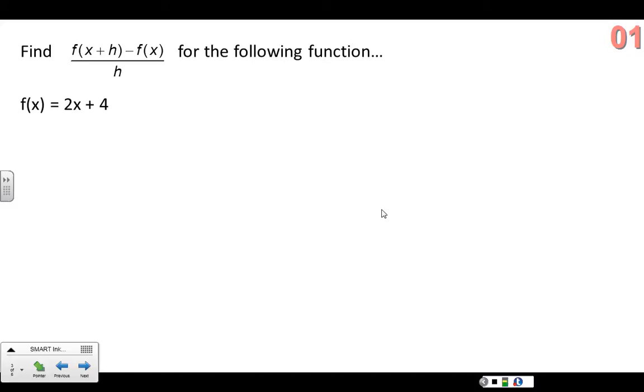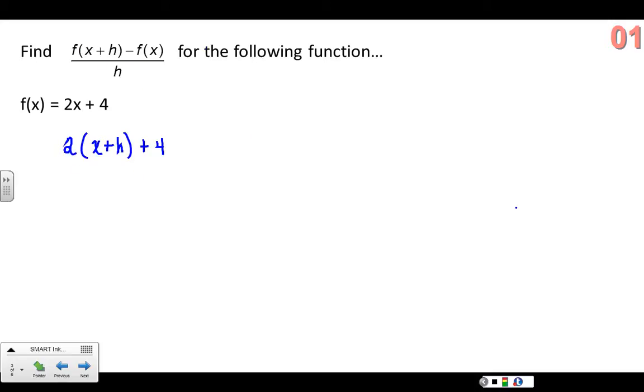So find the difference quotient for the following function. We have a function here. It's a linear function. F of x equals 2x plus 4. So like I said earlier, we're going to do this in 3 steps. We're going to find f of x plus h. So first, let's do that. F of x plus h is you're going to say 2 times, instead of x, we're going to put x plus h in there, plus 4. Okay? So that's f of x plus h right there in that one step.